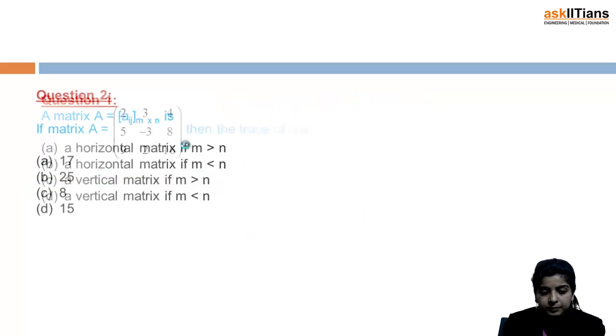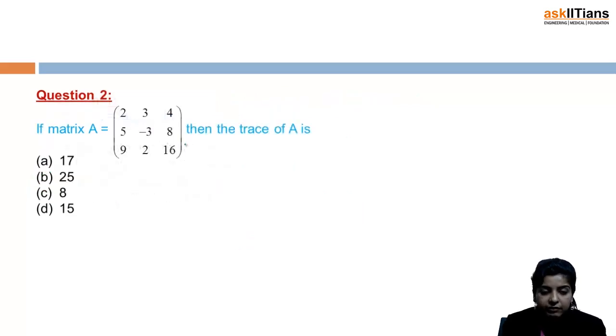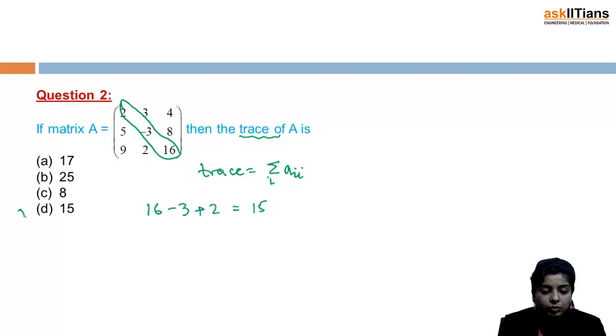Second question I have is, if matrix A is this, then the trace of A is equal to, now trace again is an important concept as I discussed. Trace is equal to summation over i, which means the summation of diagonal elements. Sum of all these elements will be the trace of the matrix. So what is the trace? 16 minus 3 plus 2, which means 15. So this is the correct option.